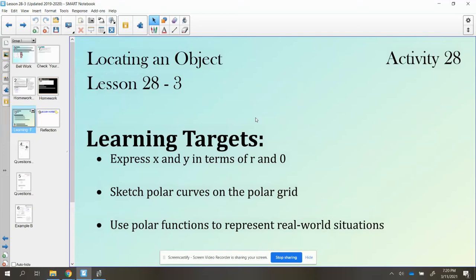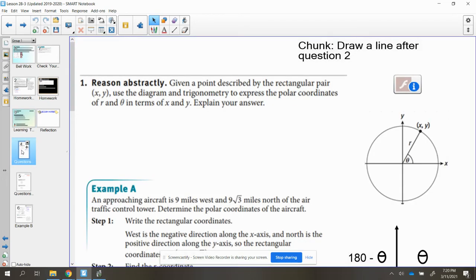Everyone, and welcome to the last lesson of Activity 28, Lesson 28.3. Today we are going to start by reviewing a little bit of what we talked about last lesson in 28.2. We are also going to talk about beginning to sketch our polar curves on a polar grid. Now, the last lesson, 28.2, talked about converting between polar and rectangular, and then vice versa.